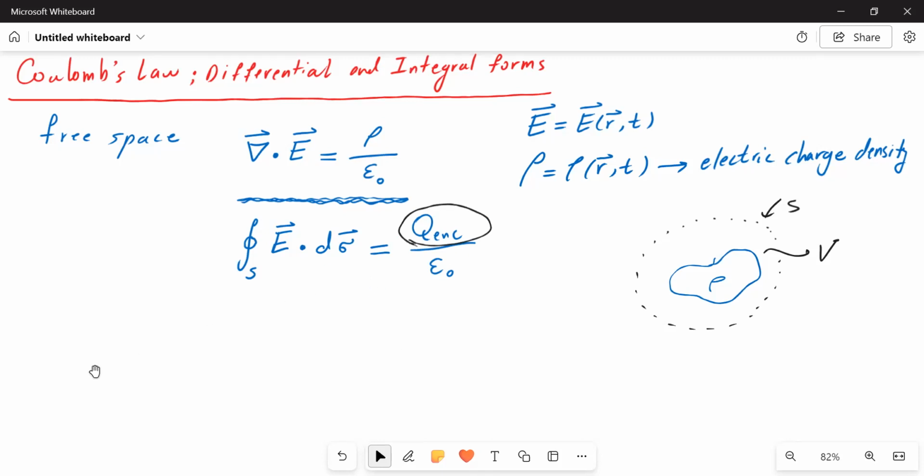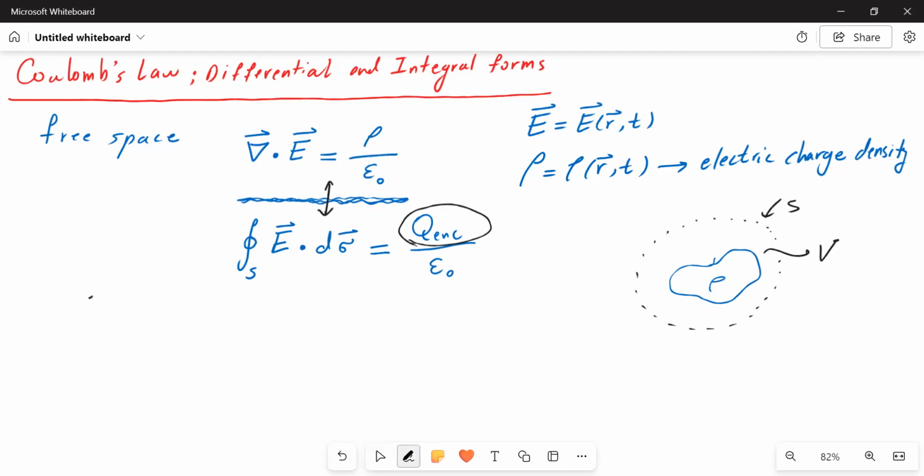Now I want to show you that these two forms are actually equivalent. So I will start with the differential form and I'll work my way to the integral form. So this is how we would do it. I would take the volume integral of both sides of this equation.